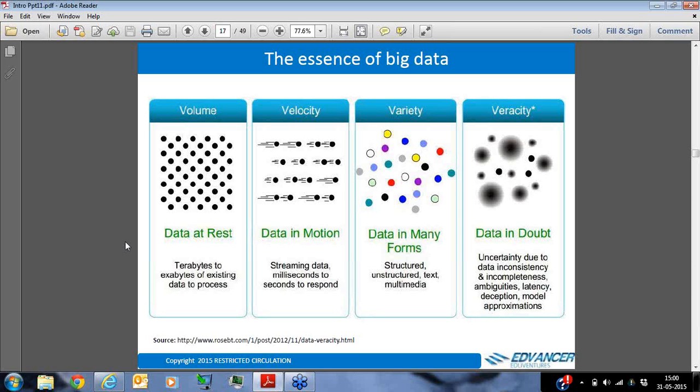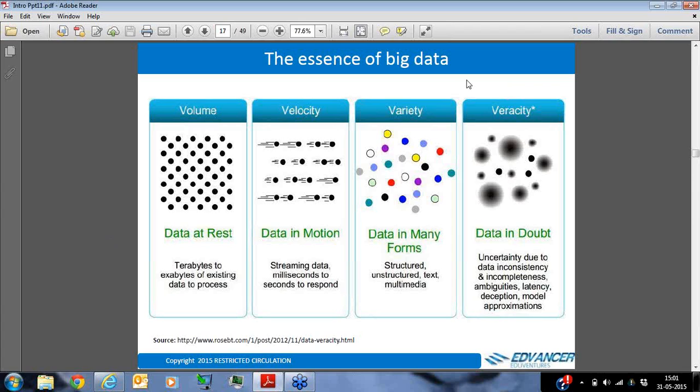And that is what most importantly characterizes big data. Big data is not just the huge volume of numbers, but it can be huge volume of text, it can be huge volume of any kind of data. And then finally, we have the fourth V, which is veracity.